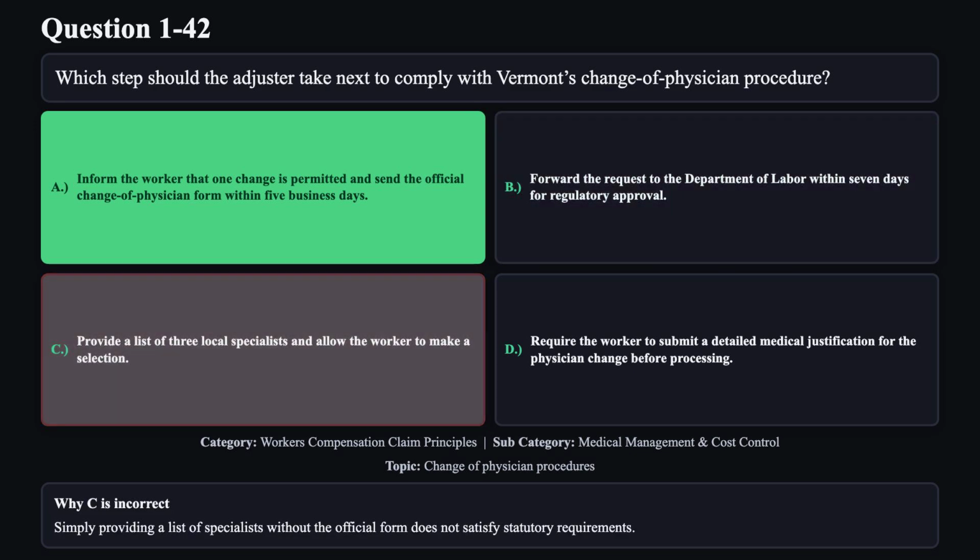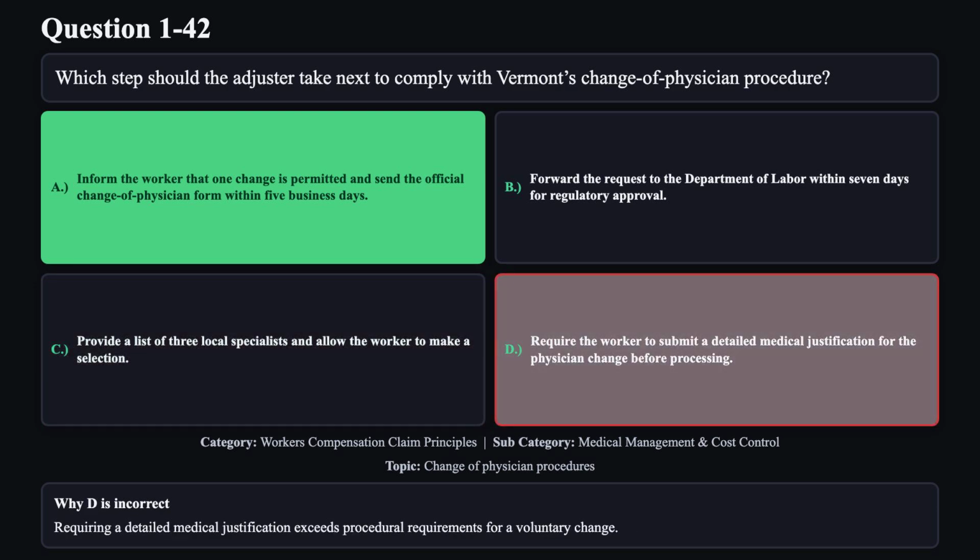Reason C is not correct. Simply providing a list of specialists without the official form does not satisfy statutory requirements. Reason D is not correct. Requiring a detailed medical justification exceeds procedural requirements for a voluntary change.